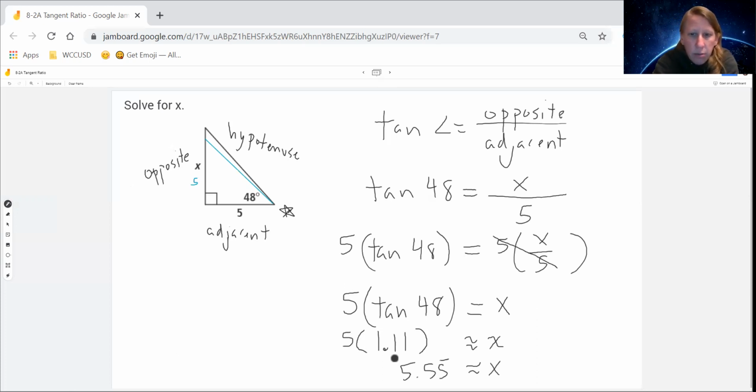Does that seem reasonable? Does it seem like this side could be 5.55? Yeah, it does to me. It's longer than 5, so that's good. And it's not much longer than 5 because the triangle we're trying to find is not much longer than the 45, 45, 90.